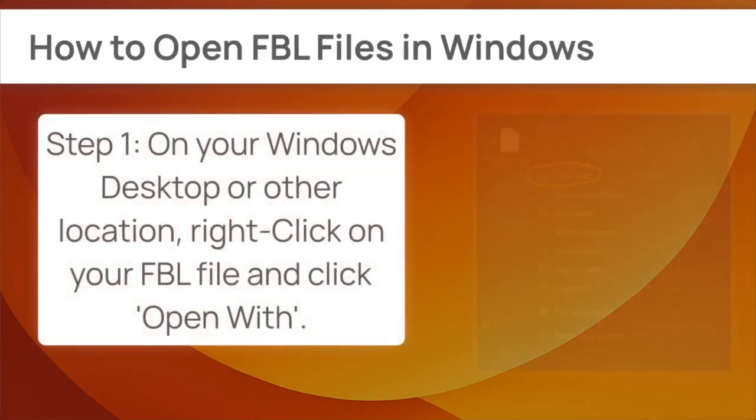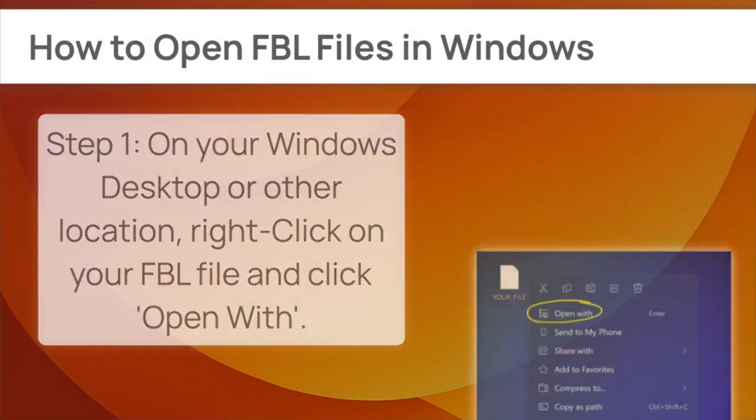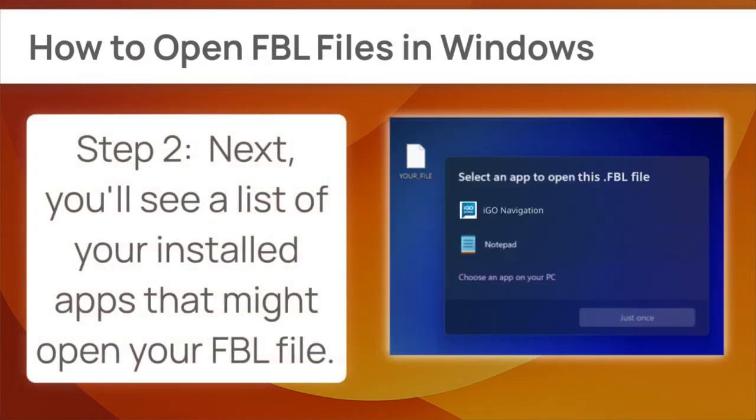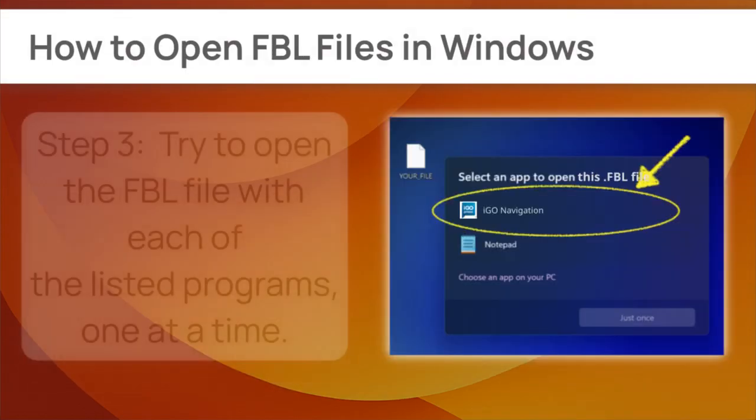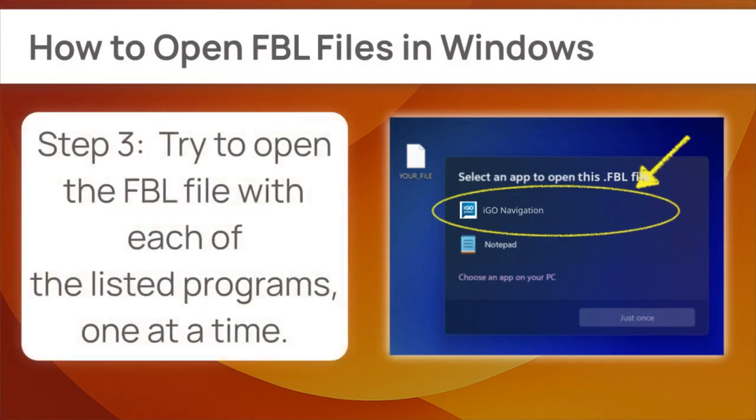Your first step toward a working file: right-click the FBL file and select Open With. If iGO Navigation is on your system, try that first. If not, try another option immediately.